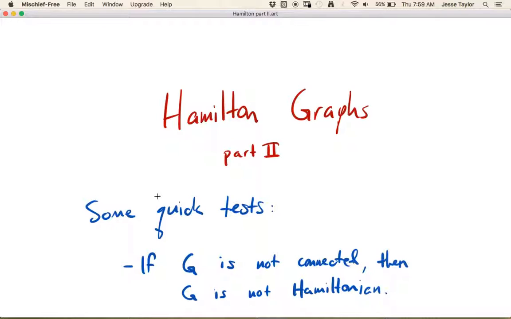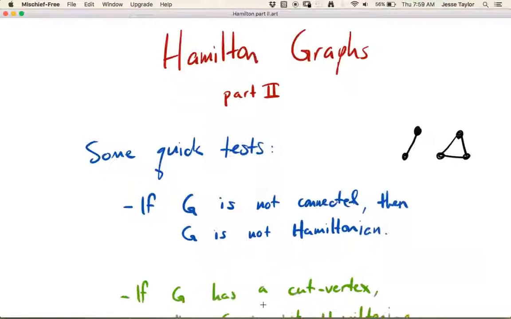So first of all, if G is not connected, then it's certainly not Hamiltonian, right? How are you going to get from one vertex to the next in a graph that has a couple of different pieces? Say you have this, and these are two components of your graph. Well, how on earth are you going to start a cycle over here and be able to hit all of these vertices? You're not going to be able to. So if it's not connected, then for free, you know it's not Hamiltonian.